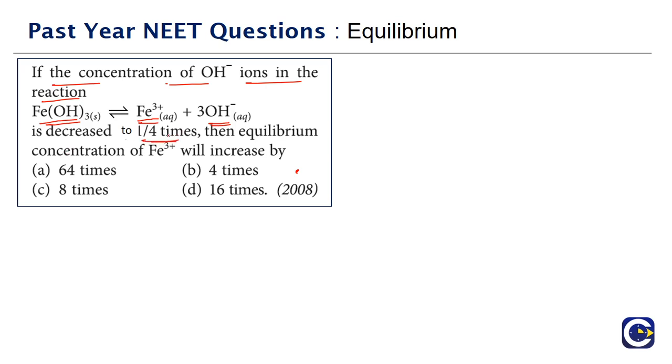Means what? The concentration of OH minus becomes 1/4 of the original value. Then the equilibrium concentration of Fe3 plus will increase by how much? So what is this? This is a problem basically, if you look at it.